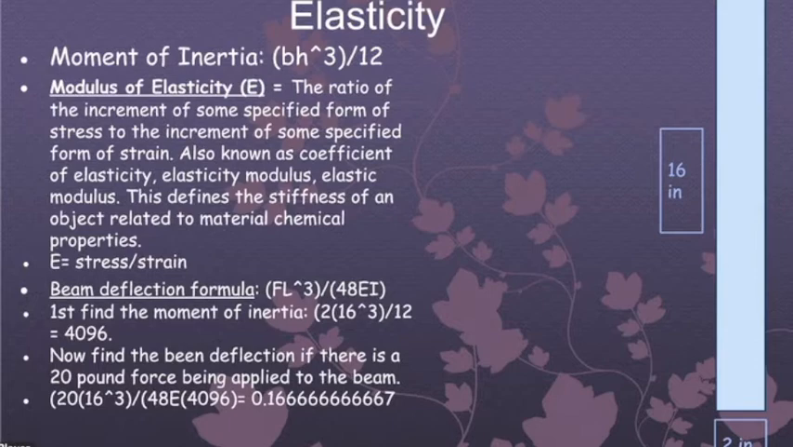So now let's try calculating the moment of inertia, which is base 2 times height 16 to the third, and that would give you 4096, and that's the moment of inertia. And then just plug that in, and we are giving you E. We just found it online for a standard beam, and we just gave that in. So it's just a standard beam. And then just plug in the pounds and plug in everything else, and you get 0.166666. So that's it.